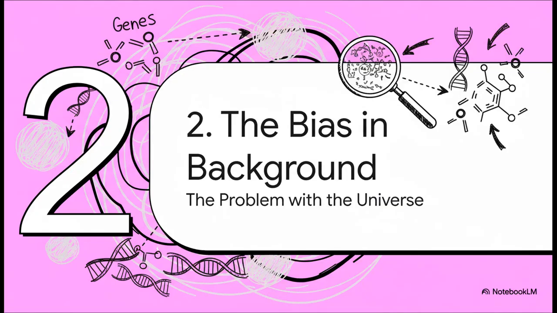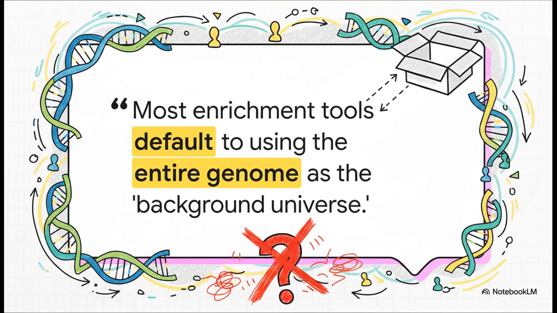So let's get right to the heart of the issue, the bias in the background. See, the statistical magic of this whole analysis hangs on one single crucial choice. What are you comparing your gene list against? That comparison group is what we call the background universe. And this right here is where everything can go sideways. As researcher Guangcheng Yu points out in the paper this whole explainer is based on, most of the software tools out there default to using every single gene in the organism's genome as that background. And at first glance, that kind of seems logical, right? But it's built on a really flawed assumption.